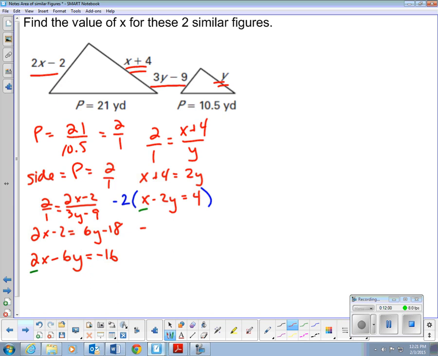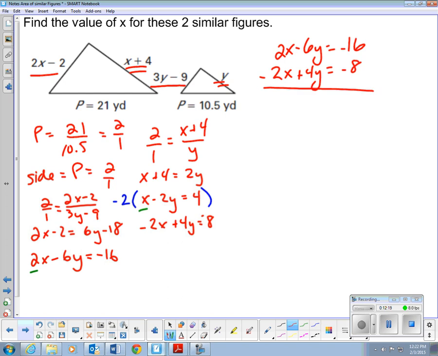When I do that, I get -2x plus 4y equals -8. So I'm going to rewrite those up here. 2x minus 6y equals -16. -2x plus 4y equals -8. Remember that these eliminate, that's why this is called elimination. -2y equals -24.